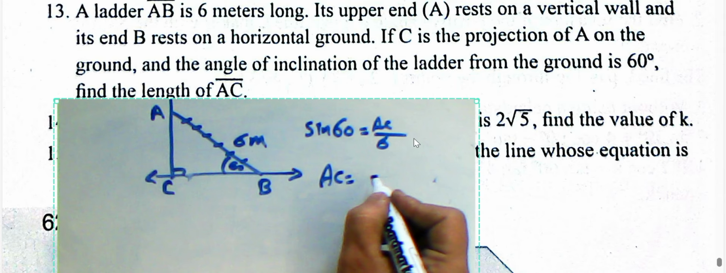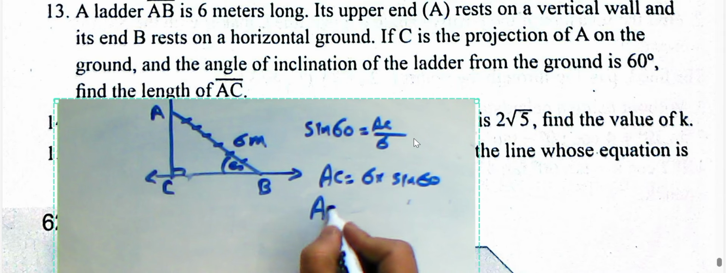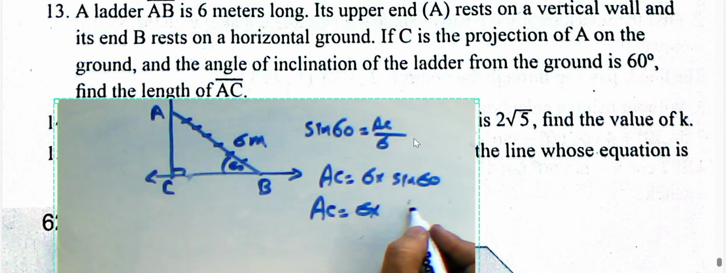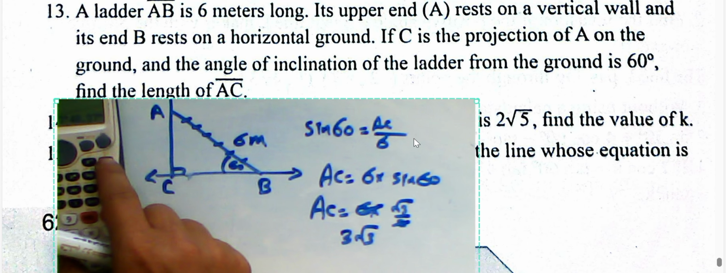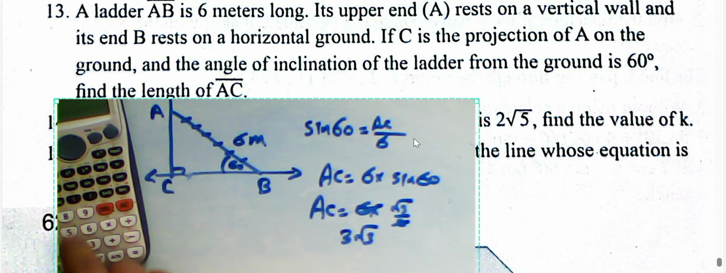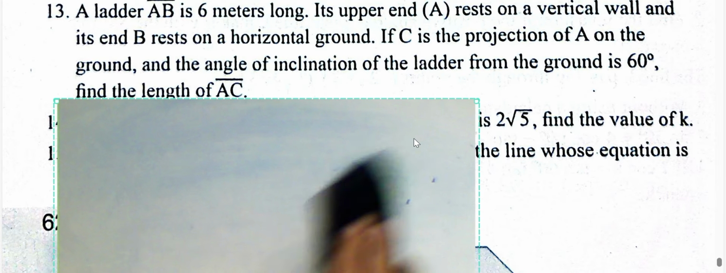Then the length of AC equals 6 multiplied by sine 60. Sine 60 equals root 3 over 2, so the result will be 3 root 3. 3 root 3 is the length. You can use a calculator to find the simplest form: 3 root 3 is 5.19.